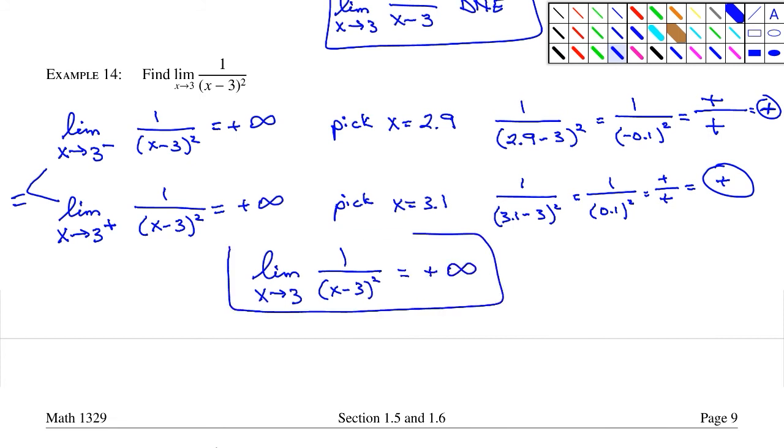Again, technically the limit does not exist, but we are conveying information about the graph. And I'll even show you real quick what this graph looks like. Here's 3. It's a vertical asymptote, but on both sides it goes to infinity. Right there.